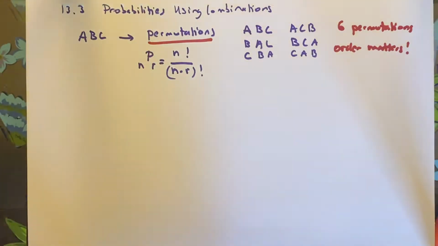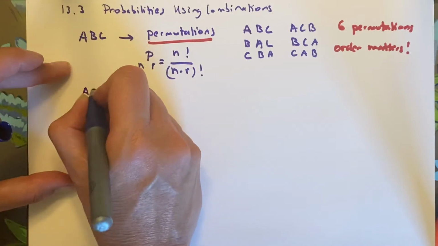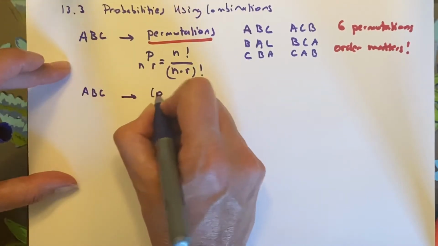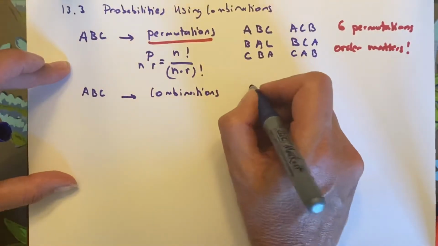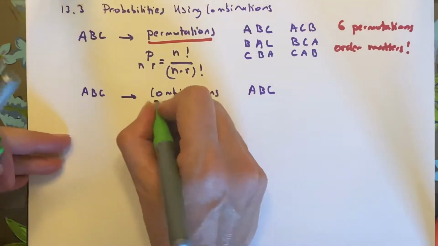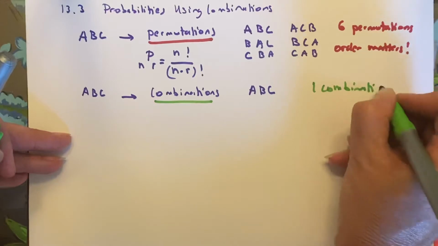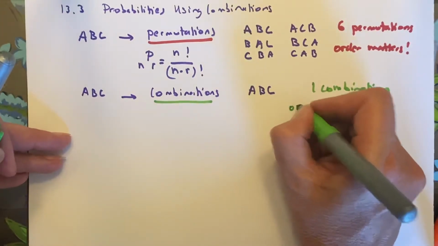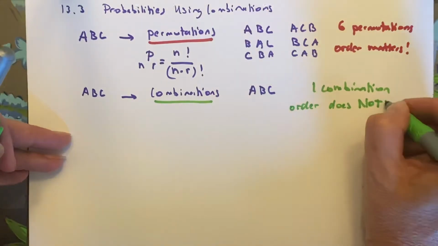Okay, let me look at combinations of these same letters. What are the combinations of A, B, C? Well, there's one, A, B, C. It doesn't matter if it's CBA, ABC, BCA. You have one single combination because order does not matter, right? Does not matter.